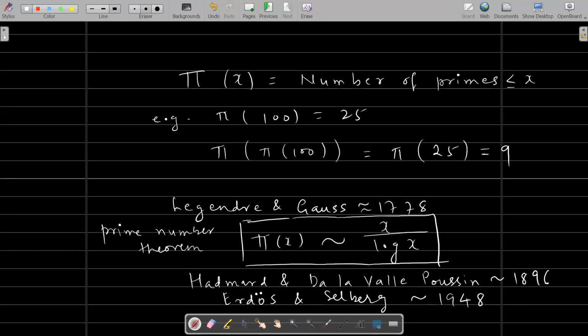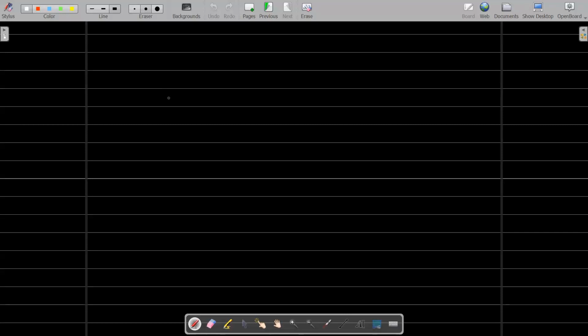Sir, but it doesn't work for me. It comes out twice as much. Which one? Sir, x by log x comes like 100 by 2, which is 50. Just a minute, let's make some tables. In fact, that log is to base e. That's the log from calculus. So let's see some values of x by log x and the pi x value.